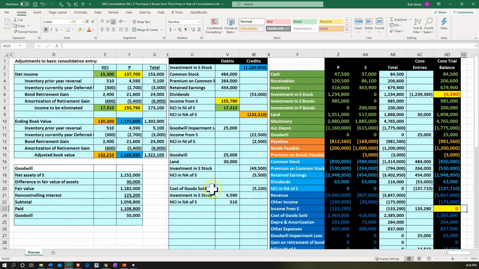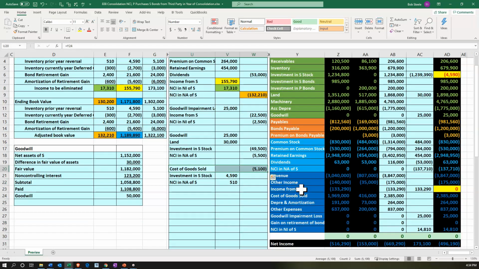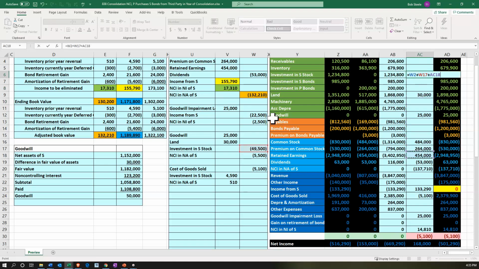So here's the cost of goods sold. We're going to bring that on down here. This is going to be equal to the 5,100. We've got the investment in S stock up top. I'm going to say this is going to go to 0. This is a good time. F2 plus F2, picking up that 5,490. That then brings it down to 0. That's what we want to see happen. And then we're going to go back to the non-controlling interest in NA, net assets, F2 plus F2. We'll pick up that 510.